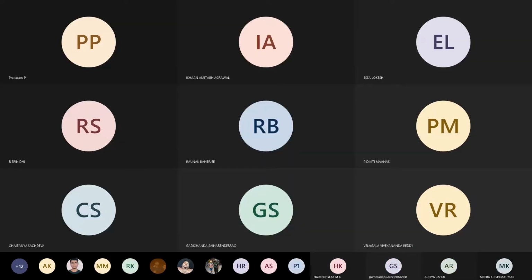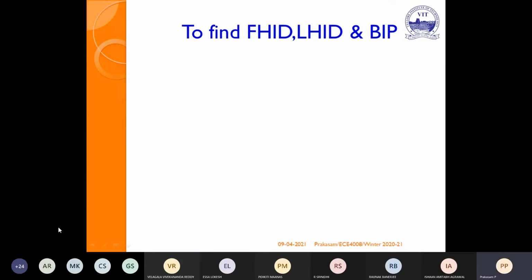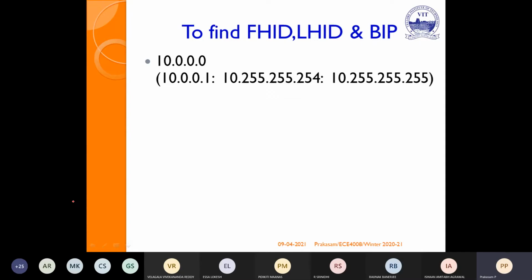So we will still see a few more problems. Then only can you easily understand what subnetting is, and how to assign IP addresses using subnetting. Last class we saw that if we are given an IP address, how can we find the first host ID, last host ID, and the broadcast ID. This problem we have seen in the last two problems.